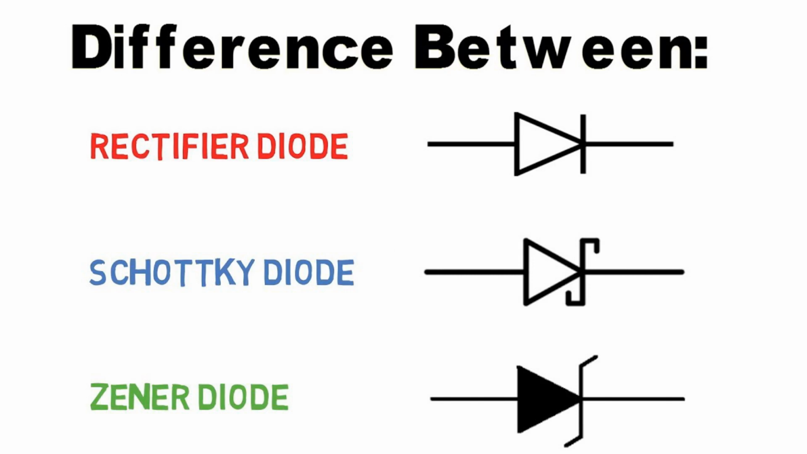Overall, Schottky diodes offer unique advantages in specific applications, particularly where fast switching, low power losses, and high-frequency operation are crucial design requirements. This is all about Schottky diode.